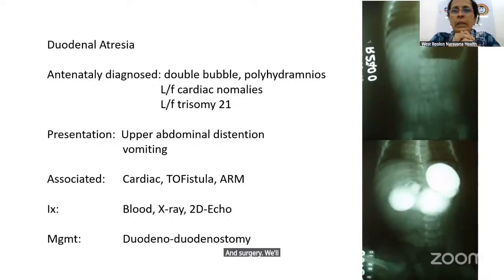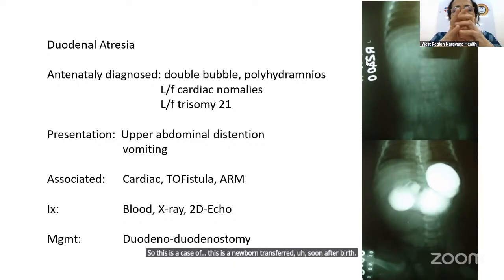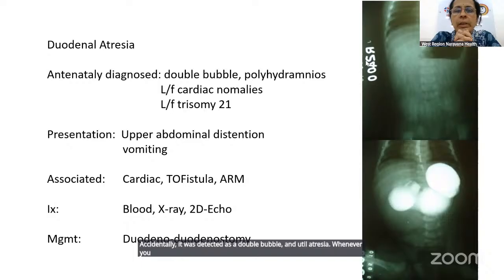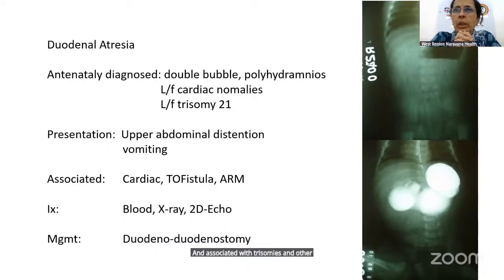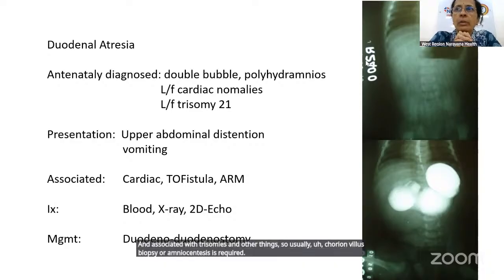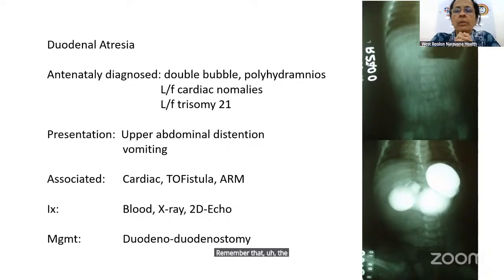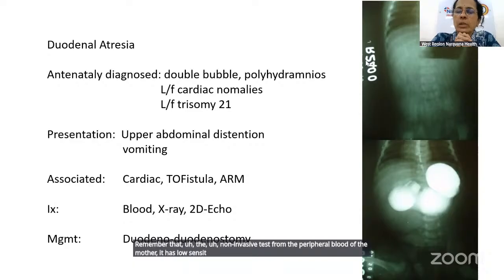We'll discuss a few of the cases. This is a newborn transferred soon after birth. Antenatally, it was detected as double bubble and duodenal atresia. Whenever you have an antenatally detected duodenal atresia, it is a very early embryonic event and associated with trisomies and other things. So usually chorion villus biopsy or amniocentesis is required. Remember that the non-invasive test from the peripheral blood of the mother has low sensitivity, and the best is to have a chorion villus biopsy or amniocentesis.